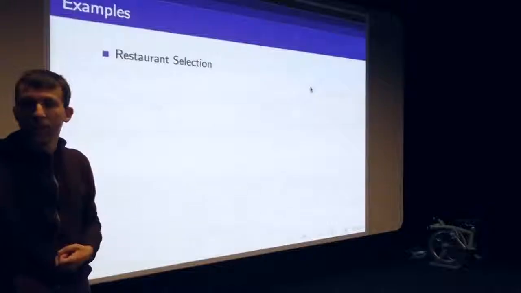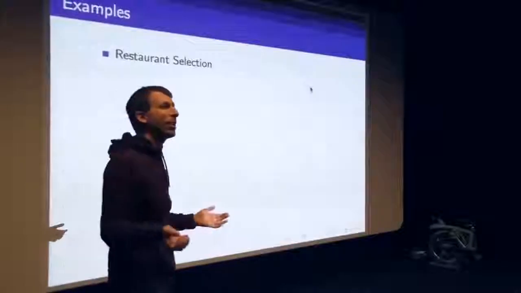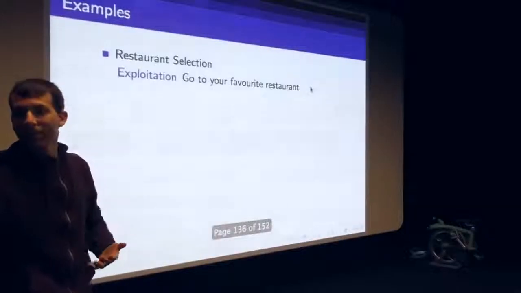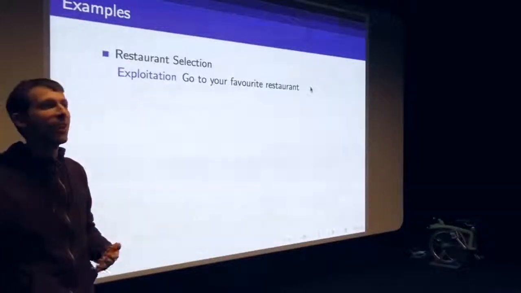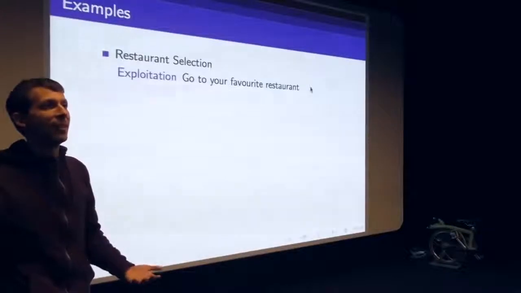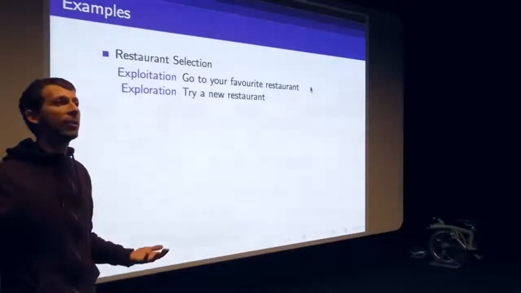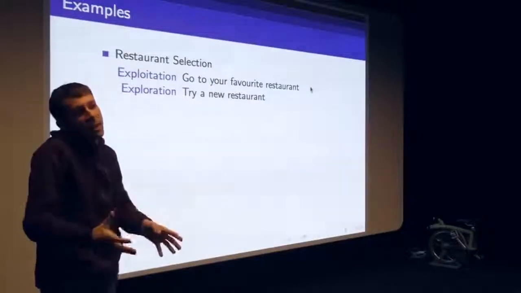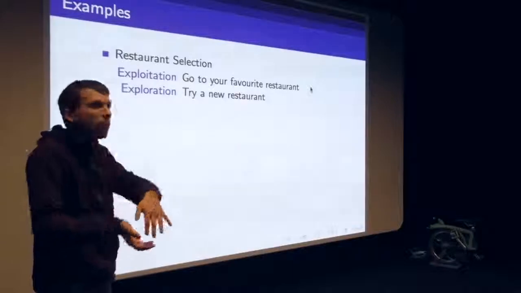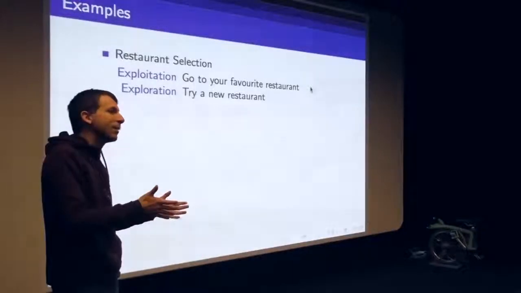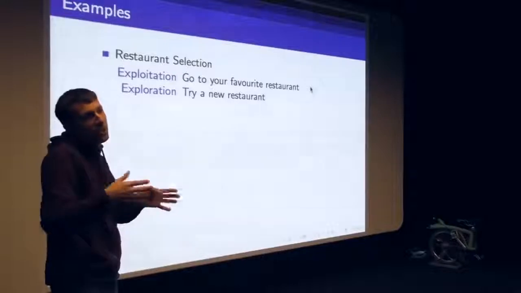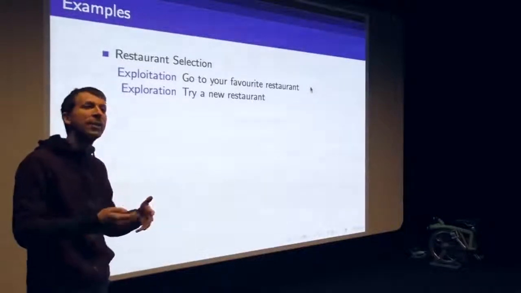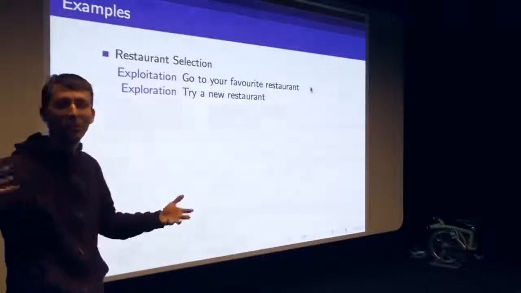So let's have some examples. You all go to restaurants occasionally. What happens if you're trying to pick the best restaurant? Exploitation means you go to your favorite restaurant. Exploration would be trying a new restaurant. Now, how do you balance these? If you never explore and keep going to your favorite restaurant, you get stuck on something suboptimal. But if you explore all the time, you end up maybe eating food that you don't like, and maybe you should have gone to your favorite restaurant a little bit more often. So you have to balance these things out so that you end up finding the best restaurant and eating delicious food along the way.